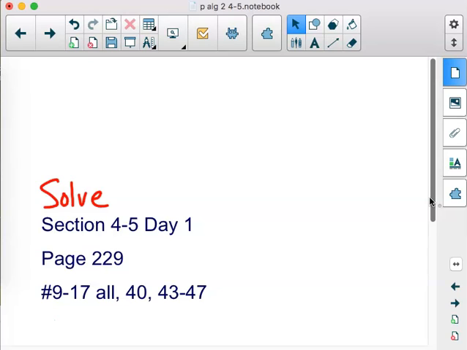I saw a lot of you already yesterday had that worksheet already turned in for all the factoring. So this assignment should go really fast for you as well if you've been doing all of that factoring.